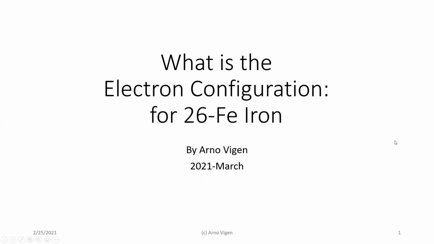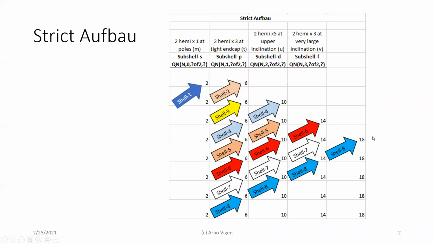What is the electron configuration for iron with 26 protons, symbol Fe? Now, the normal way we talk about electron configurations is what's called the strict aufbau filling rules. Aufbau being the German word for filling, okay? And that consists of sets of abstract numbers in this grid here of 2, 6, 10, 14, always even numbers, building in this diagonal pattern.